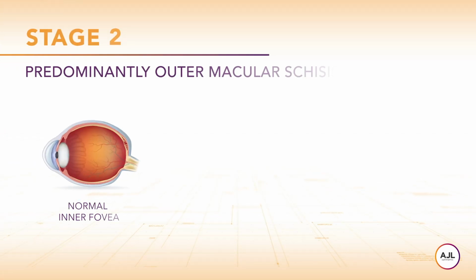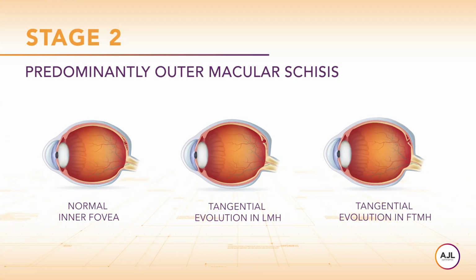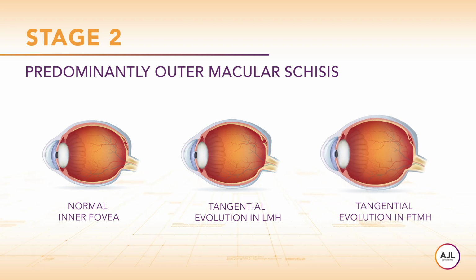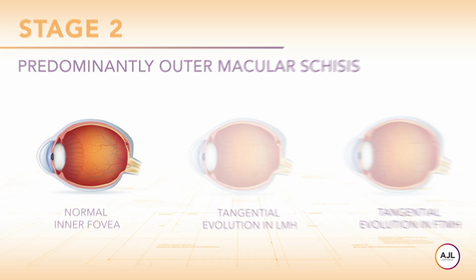The scene represents stage 2, outer schisis, and shows the tangential evolution from stage A, intact fovea, to B, lamellar macular hole, to C, full thickness macular hole.